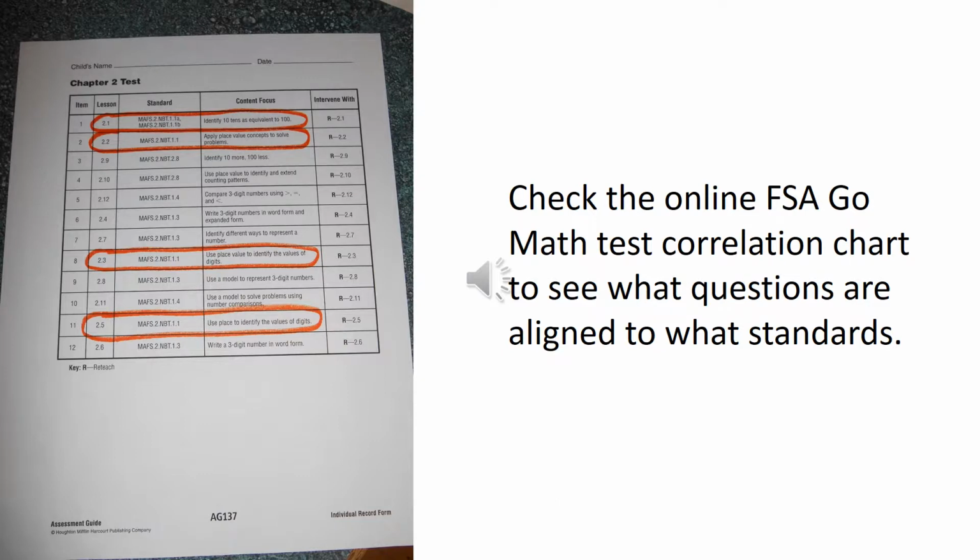So once we have the dates all situated, I go look at the Go Math correlation chart. You can find that online at Think Central. It's the FSA version, which is more in line with the state testing than the test from the Go Math book.